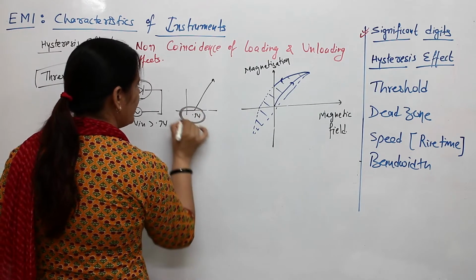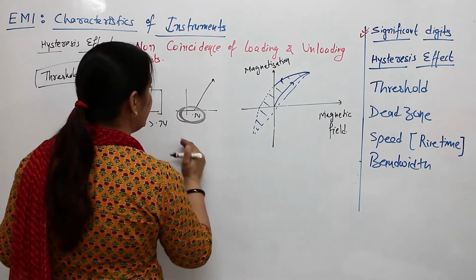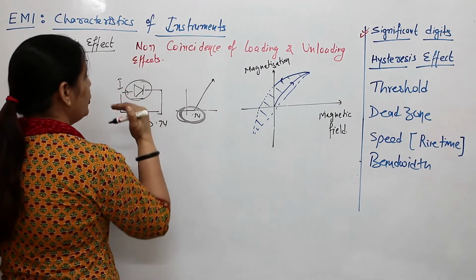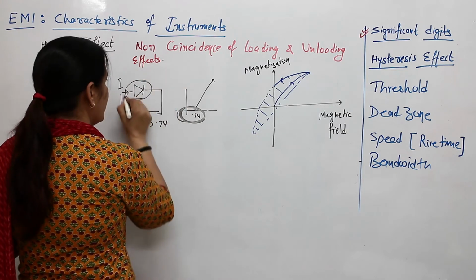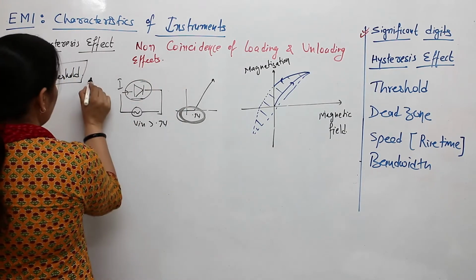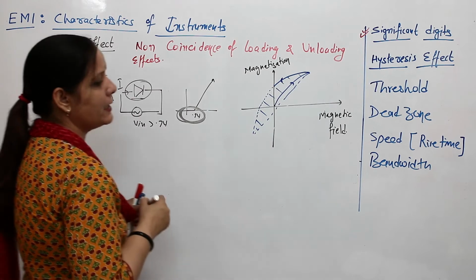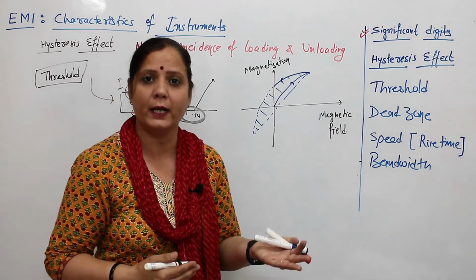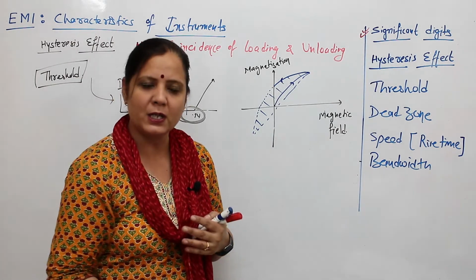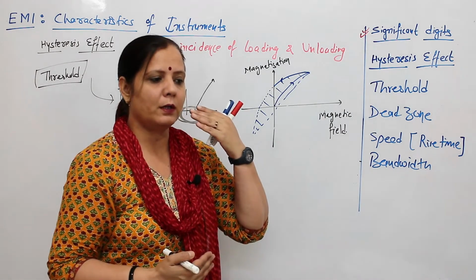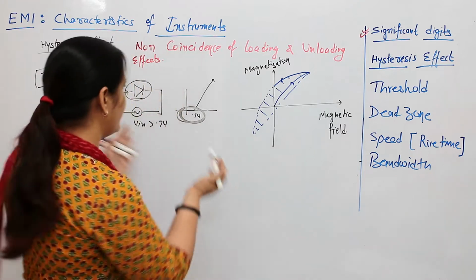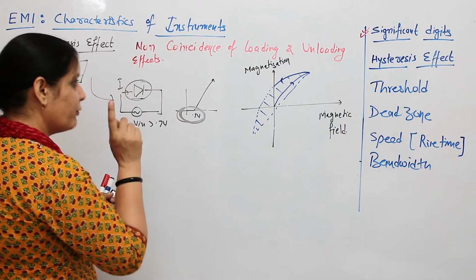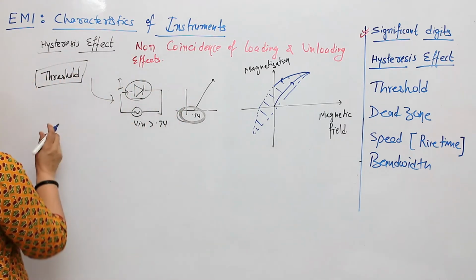Threshold value is the minimum input that is required to record the output or the response in the measuring unit. Threshold value is a limitation of the measuring unit. It may be because of the friction, it may be because of the built-in potential or some different parameters that are governing our instrument. Then a very similar term, that is dead zone.